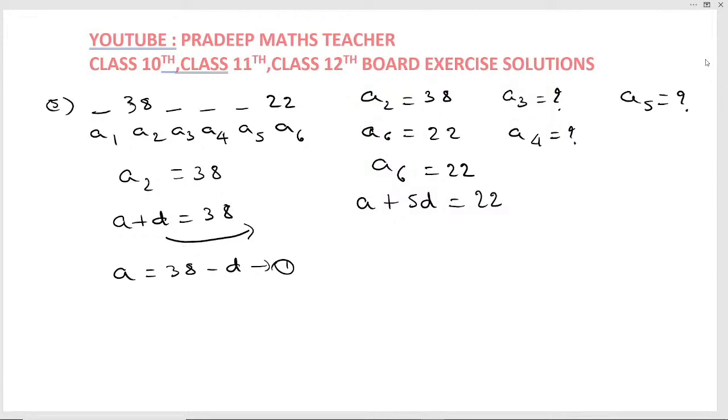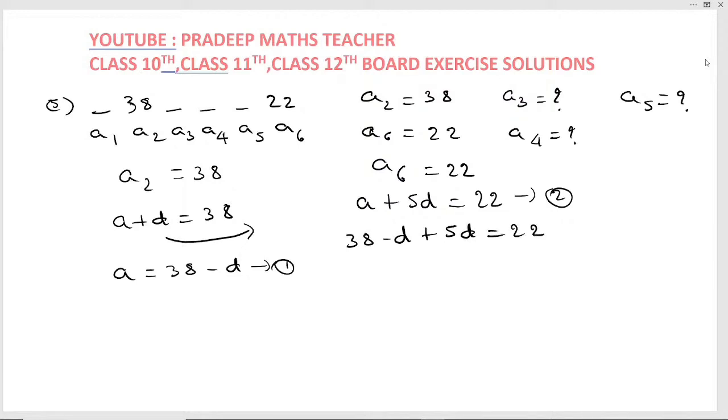You don't know the value of a here, but in the first equation just observe this. I'll call this equation number 2. Now just observe, in the first equation you have the value of a. a is 38 minus d. So therefore I'll apply 38 minus d in the place of a here. So a is 38 minus d plus 5d equals 22.